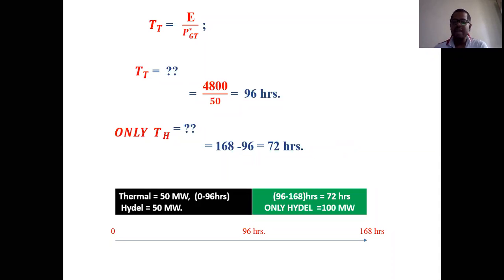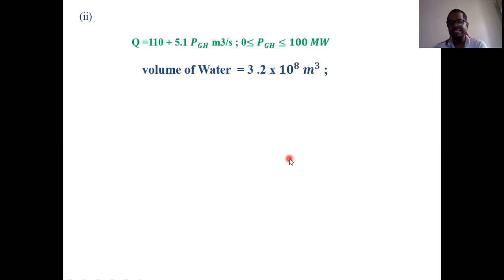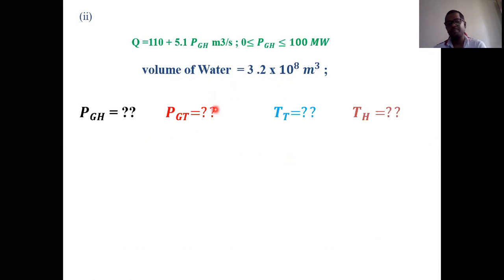So this is the conclusion of this problem when we take only case 1. Case 1 means when the hydro energy is equal to 12,000 megawatt hour. This is the solution for case 1. Now let's do the same analysis by considering the second case. What is the second case here? The volume of the water is equal to 3.2 into 10 power 8 meter cube. By considering the second case, again we need to find all the parameters, PGH, PGT, TT and TH values. So how to find them? Find these parameters and put your answers in the chat box.